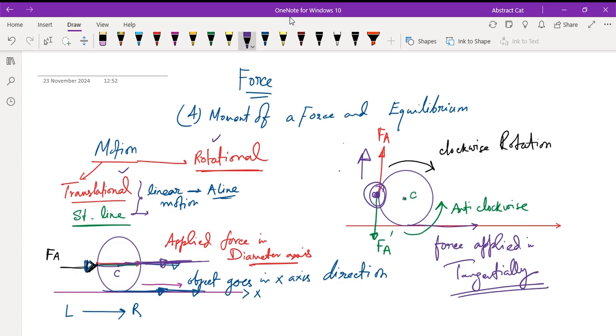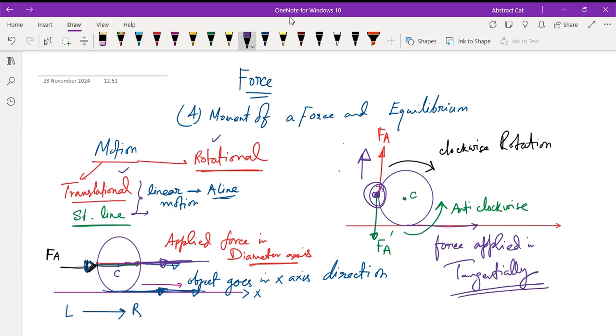Initially, if an upward force goes in a clockwise rotation, and a downward force is applied, you get the anti-clockwise reaction. So there the body has a rotational motion, and here the body has a translational motion. That's the main difference. Okay.